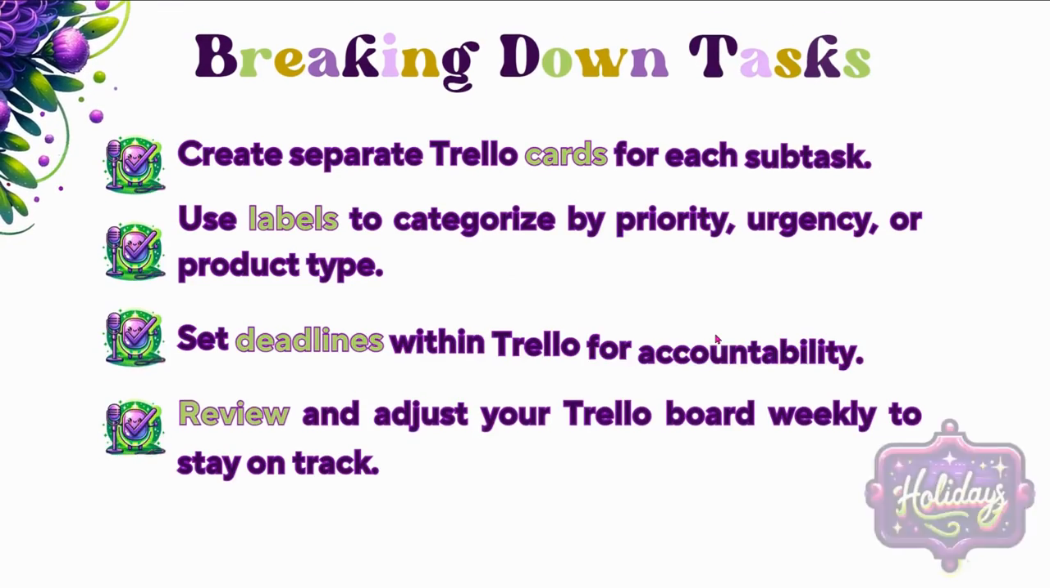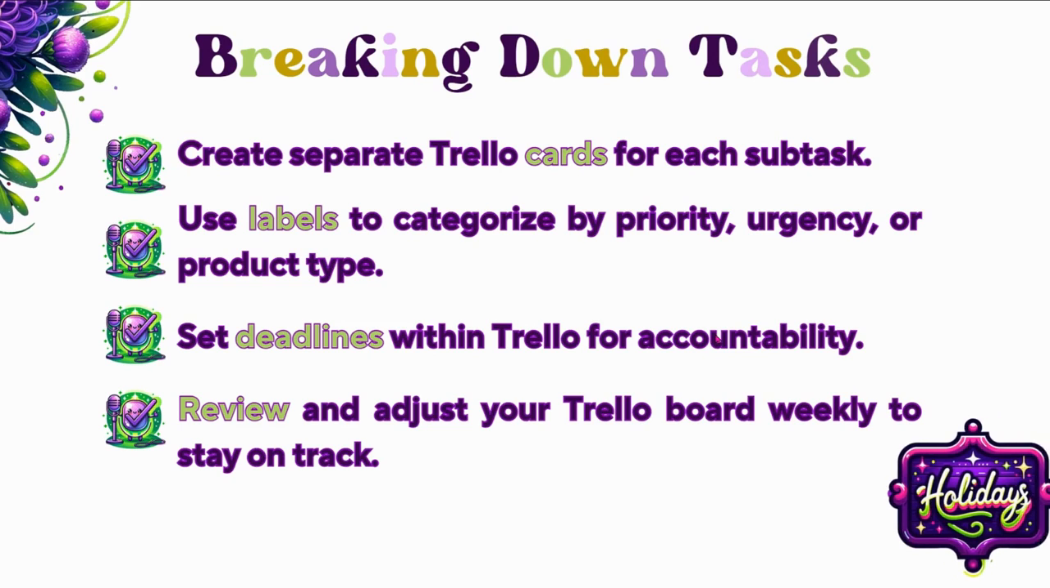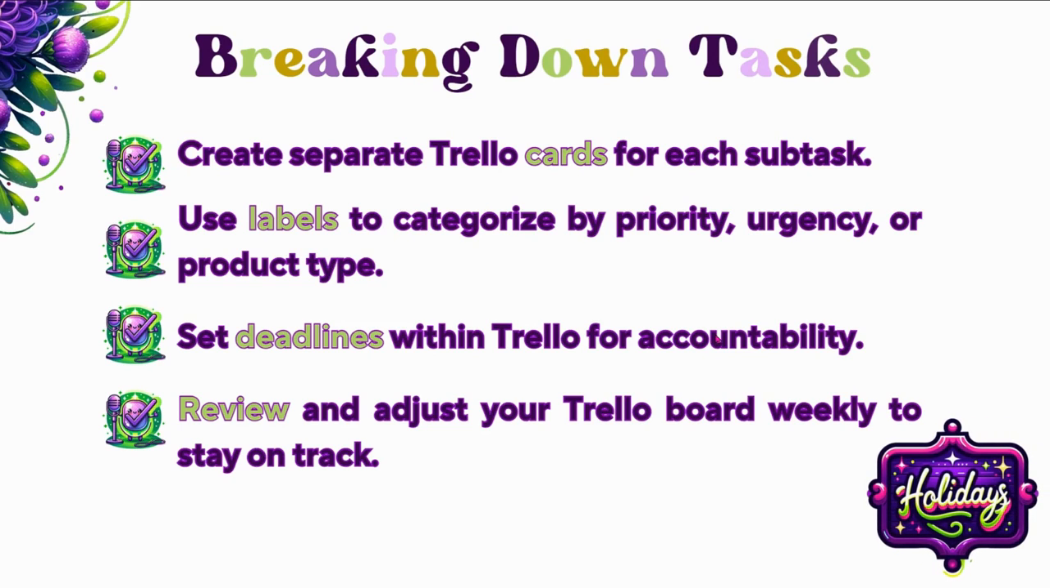Trello, we've covered Trello. So again, Trello is cards for each subtask basically. You've got your board, which is your dashboard. You've got a card, which is the month, and you've got a list, which breaks down your projects. Use labels to categorize, either by priority, urgency, or product type. For me it's actual products, not product types. Product types would be a digital product, physical product, etc.